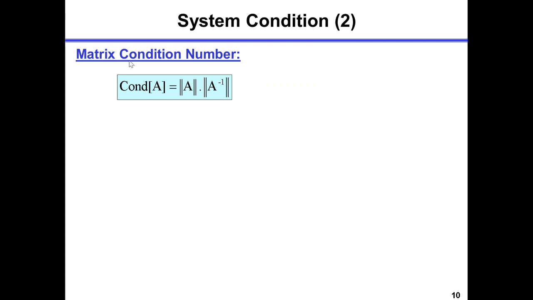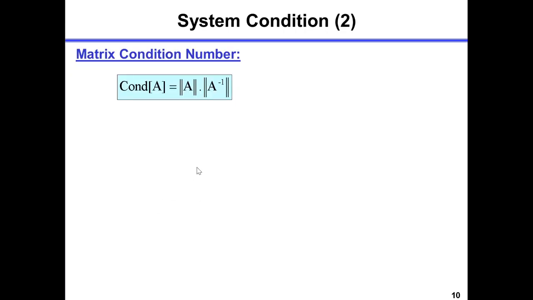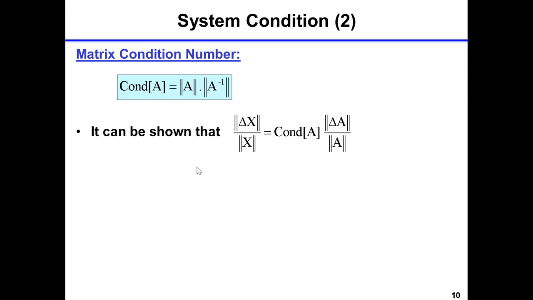When we are talking about the matrix condition number, when we want to find it, we would say the condition number of the matrix A, because we want to see if it's ill-conditioned or not, right? So we would say it's the norm of A times the norm of A inverse. We know the equation for the norms, right? We have it here. And then we can show it even like this. You can say delta x over x is equal to the condition of A times the norm of delta A over A.